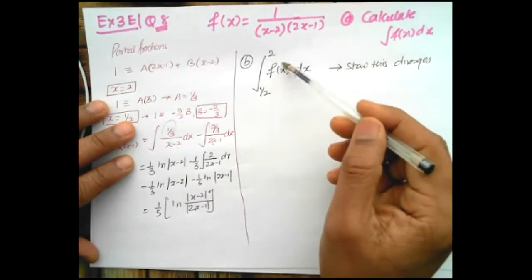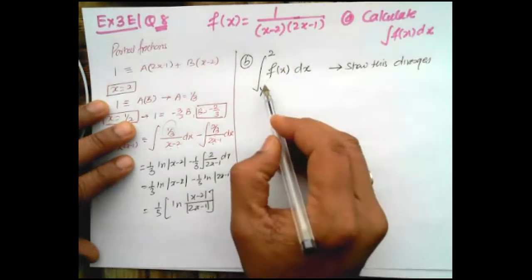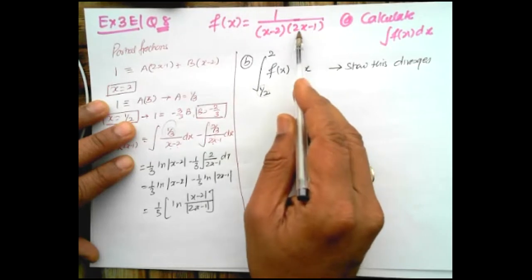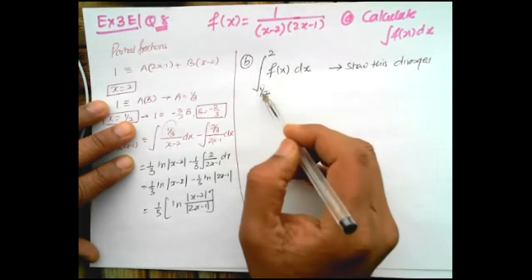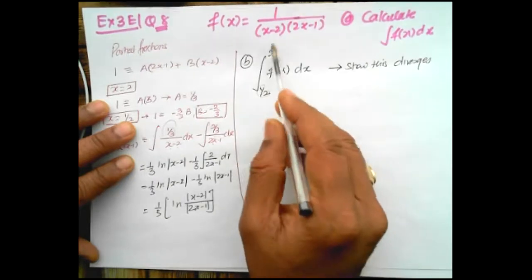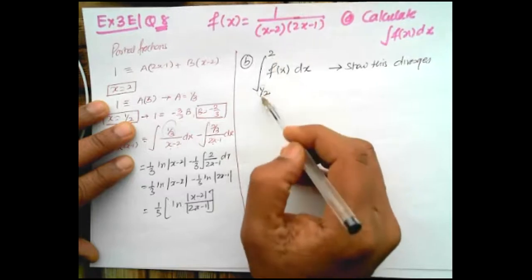Right, so part B, we have to evaluate this integral between these limits. And guys, this is a classic example, so I'm glad we're doing this question. Have a look carefully. If you put x equals half, this bracket becomes 0, so this becomes infinity. This function is not defined at that. And if you put x equals 2, this bracket becomes 0. That means this function is not defined at either of the two limits.